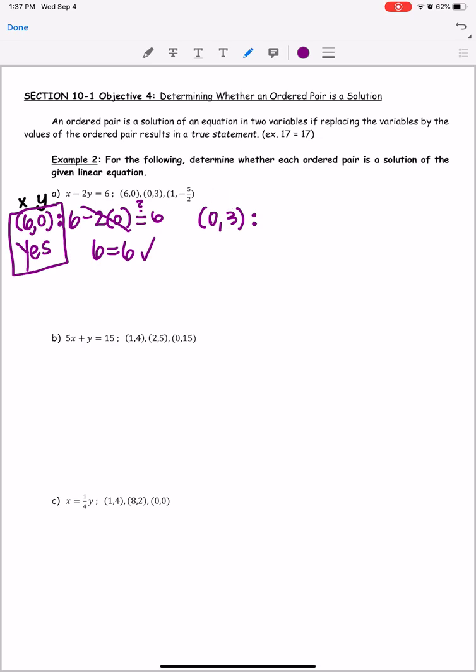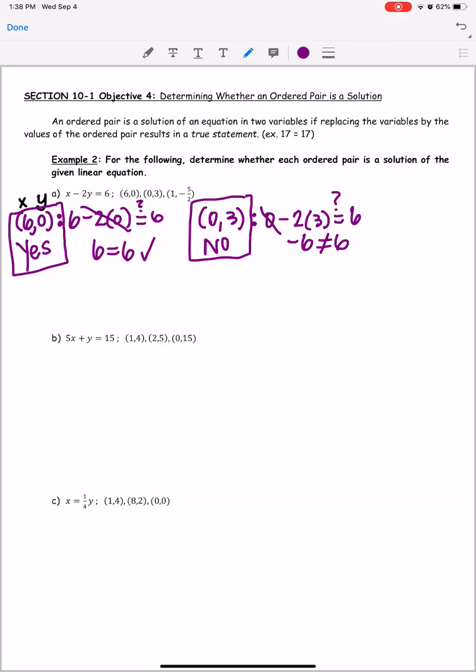You got x minus, so 0 minus 2 times y. 2 times my y is 3. And I again need to know, does that equal 6? So 0 kind of goes away. If you have 0 minus nothing, it's still that number. So we have negative 2 times 3, which is negative 6. Does negative 6 equal 6? No, it doesn't. So is this ordered pair part of that linear equation? No, it is not.